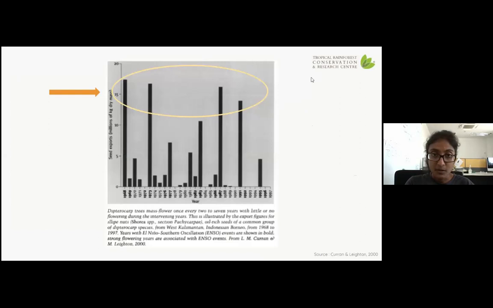In this diagram of a Shorea species, the bar graph represents the flowering periods. So this species flowers every 2 to 7 years, and in between they flower very little or none at all. But what I want to show you is the peaks, the bar graphs with the highest number of flowering. This happens during the El Nino season. So when the trees start to feel an unusual climate, they start to switch on their survival instinct. They start to flower in a very huge amount to make sure that this reproduction will prolong their generation.